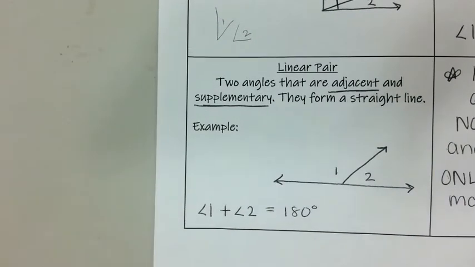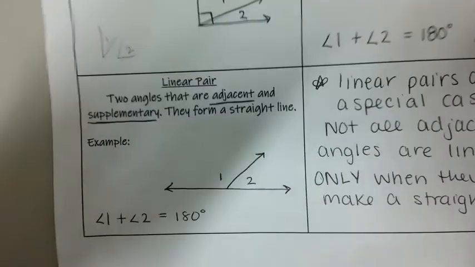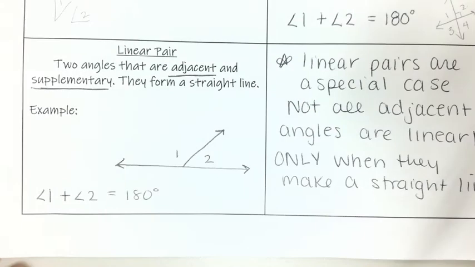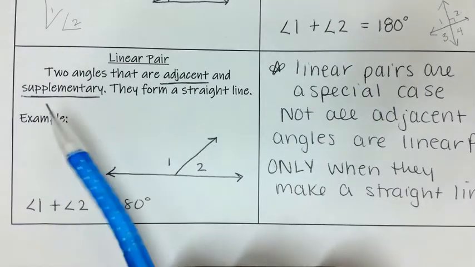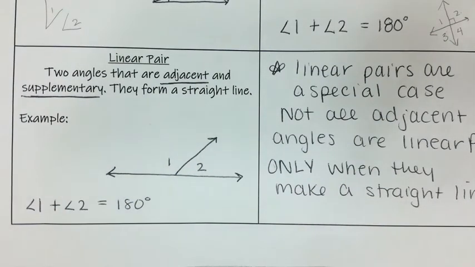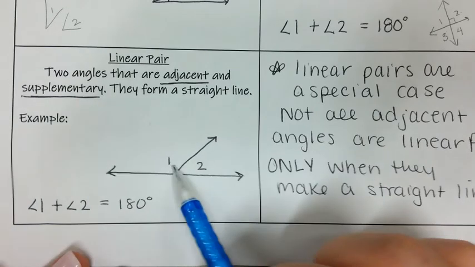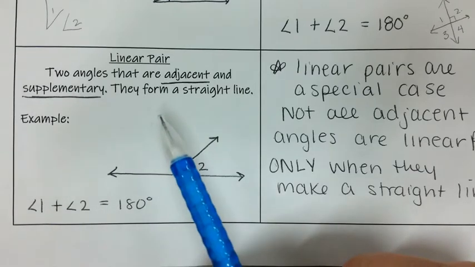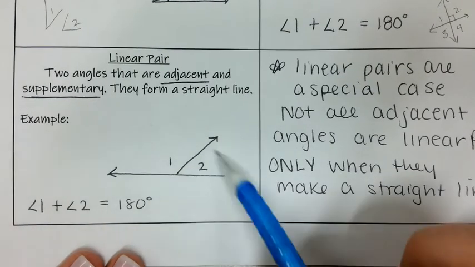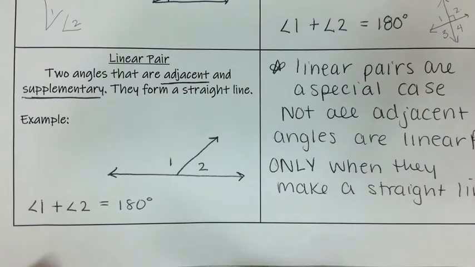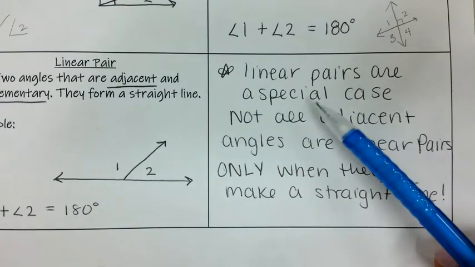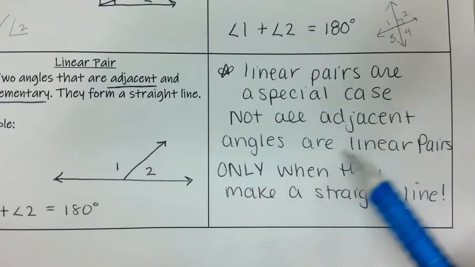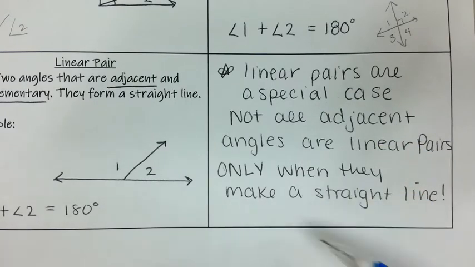And the last thing that we're going to talk about is a linear pair. So I actually have more notes for this one. Sorry. A linear pair is two angles that are adjacent and supplementary. So this is a special case. It has to be both. They have to be next to each other, they have to be adjacent, and they have to equal 180. So this example here is a great example, and it's the only example that will suffice for a linear pair. These two angles equal a straight line, but they're right next to each other. So that's why I wrote the notes here. Linear pairs are a special case. Not all adjacent angles are linear pairs, only when they make a straight line.